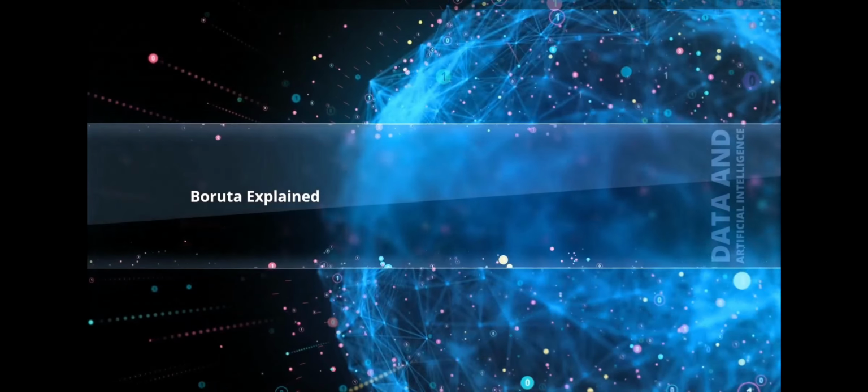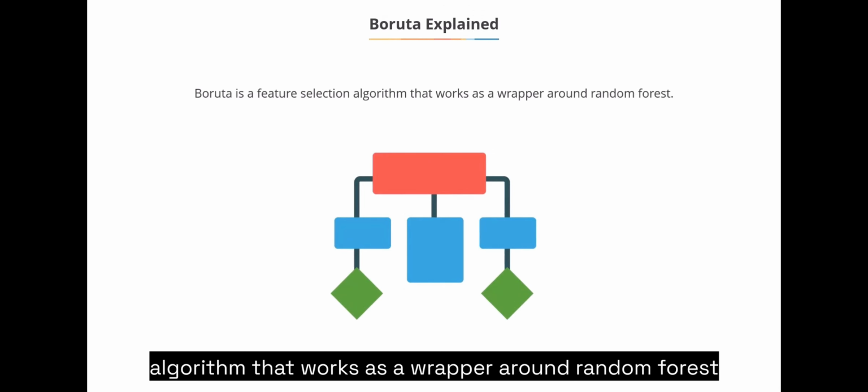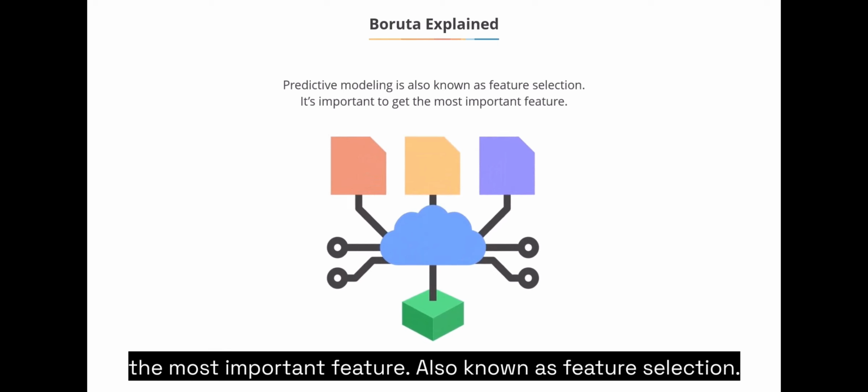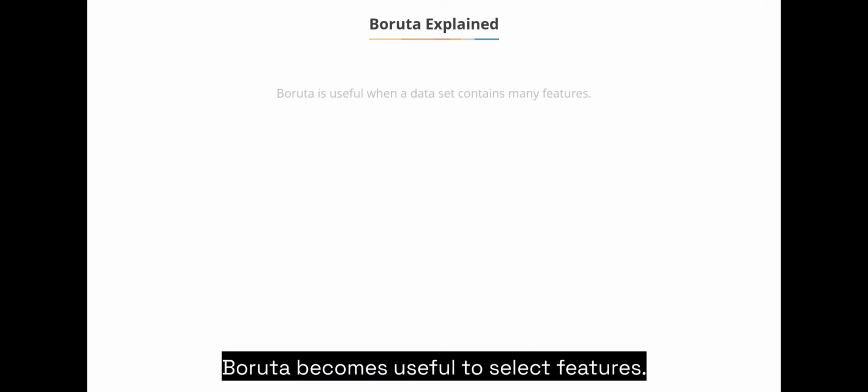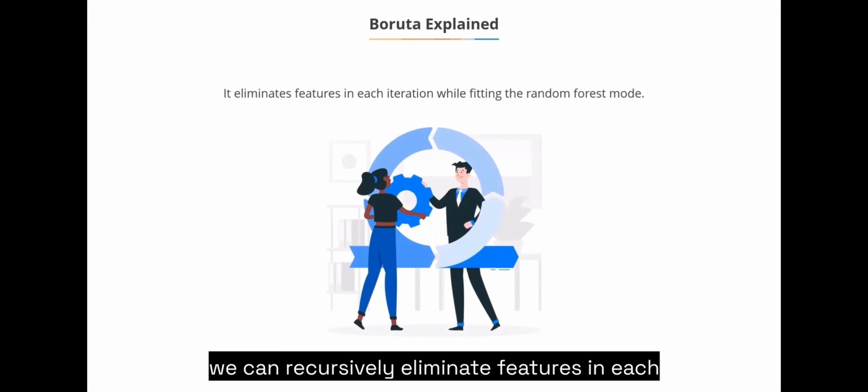Boruta explained. Boruta is a feature selection algorithm that works as a wrapper around random forest predictive modeling. We know it's crucial to get the most important features, also known as feature selection. Boruta becomes useful to select features. When the dataset contains many features, we can recursively eliminate features in each iteration while fitting the random forest model.